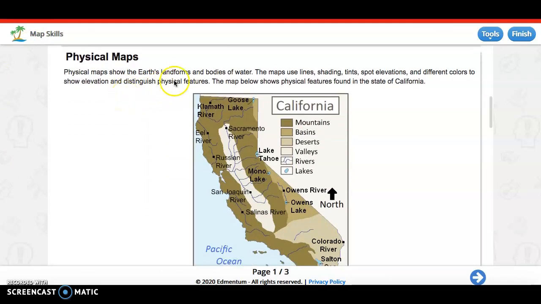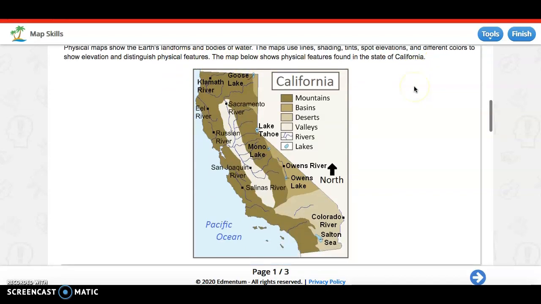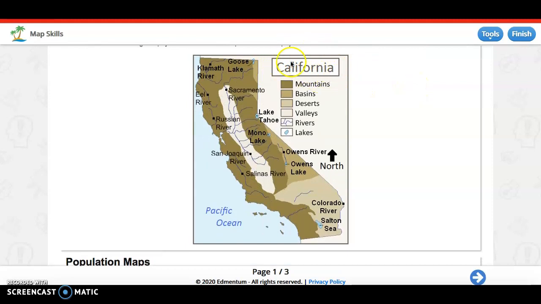Physical maps show the Earth's landforms and bodies of water. The maps use lines, shading, tints, spot elevations, and different colors to show elevation and distinguish physical features. The map below shows physical features found in the state of California. So it tells you what the state is by giving you a title to this map.